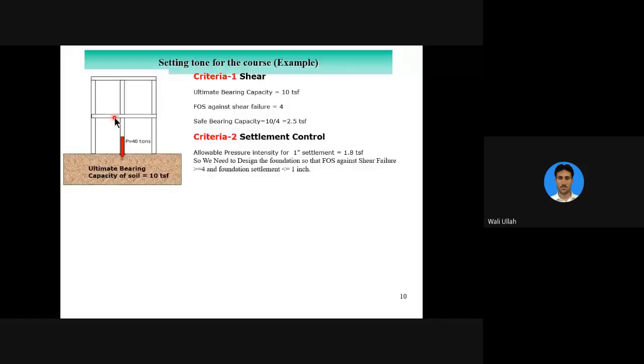So if you assume that there is no foundation, you have directly placed the column on the soil, and the column size is 1 foot by 1 foot. So how much is the stress on the soil? Can anybody tell me?